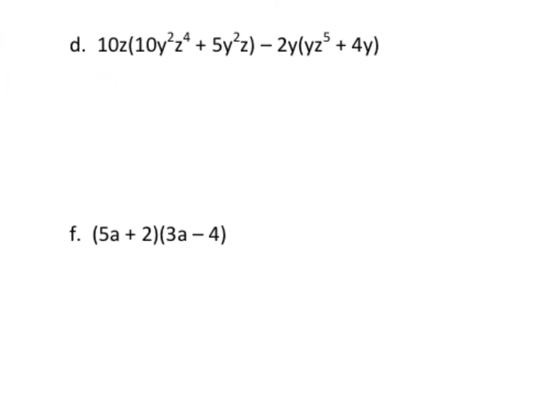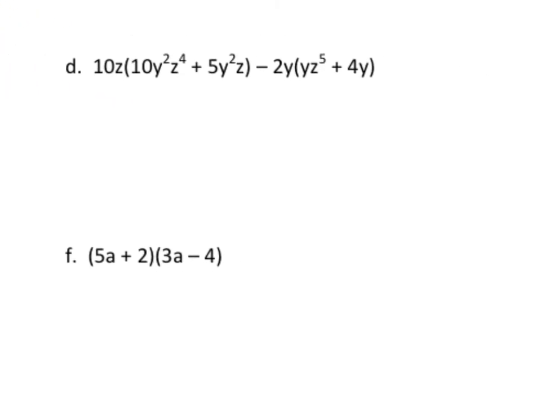One more. First one, same rules. We're going to distribute, but now it's a monomial times a binomial, and I get 100. There is no other y, so y stays y squared. z to the 1 times z to the fourth is z to the fifth. I multiply by the next one, and I get 50. Again, y squared doesn't change, and z becomes z squared.